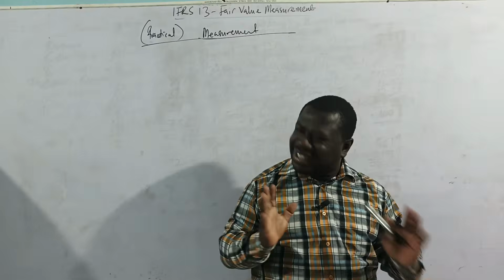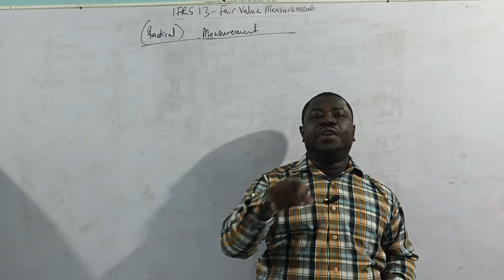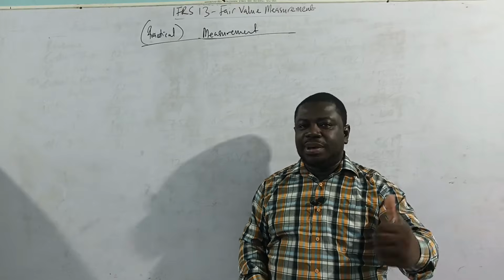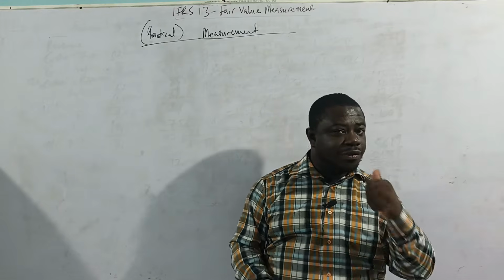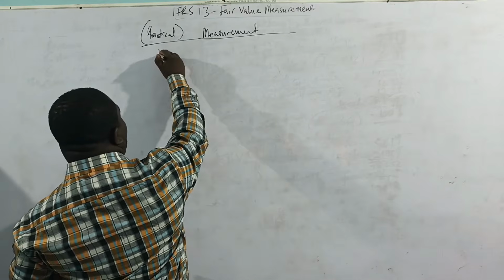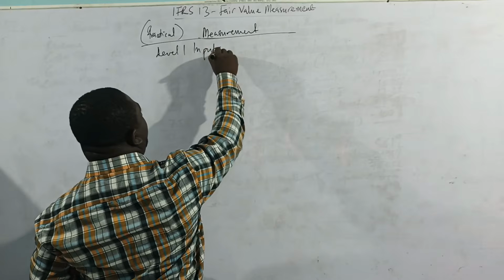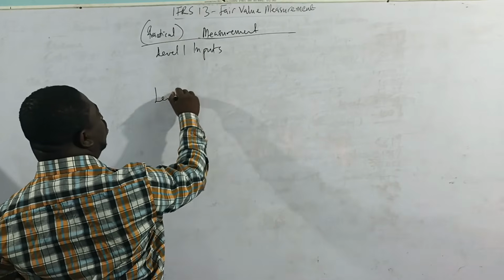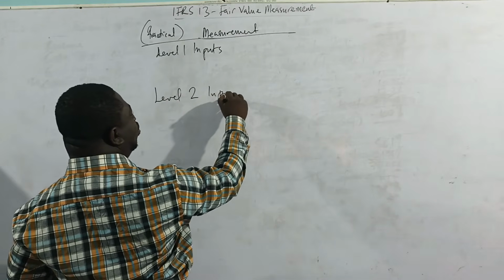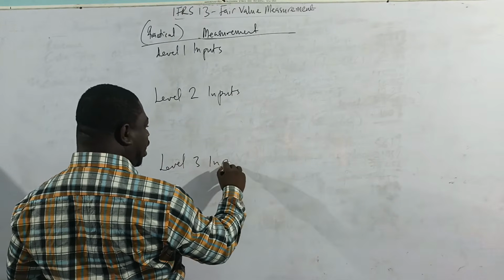We discuss to understand before we solve a question, so that when we are solving a question, it will be easier for you to determine whether this statement is from level 1 or that statement is from level 2 or from level 3. Now, they have established a hierarchical order. So we have level 1 inputs, and then we have level 2 inputs, and then we have level 3 inputs.